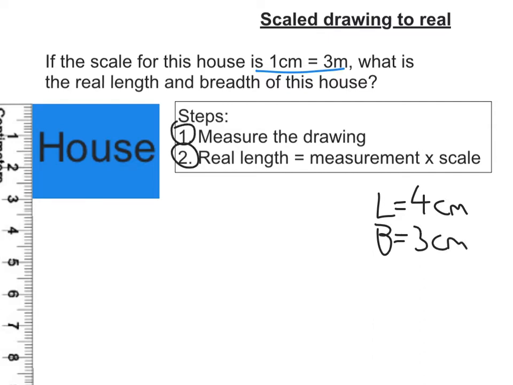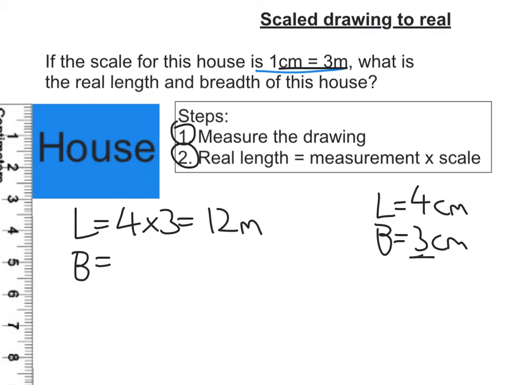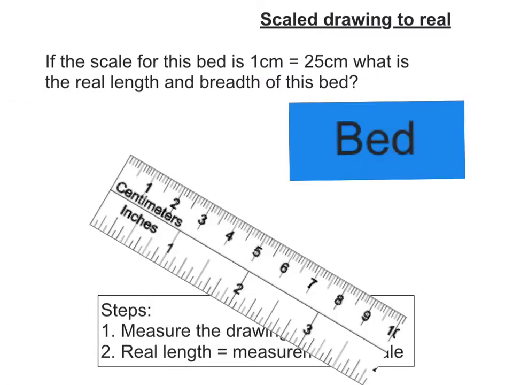So real length equals measurement times scale. So for the length, I'm going to have the measurement, that's 4 centimeters, times the scale. So every centimeter is 3 meters, so I times 4 by 3. So the house is 12 meters long. And the breadth, okay, I get my measurement, this time it's 3, times the scale, well that's 3, so it is 9 meters. So the house is 12 meters by 9 meters.